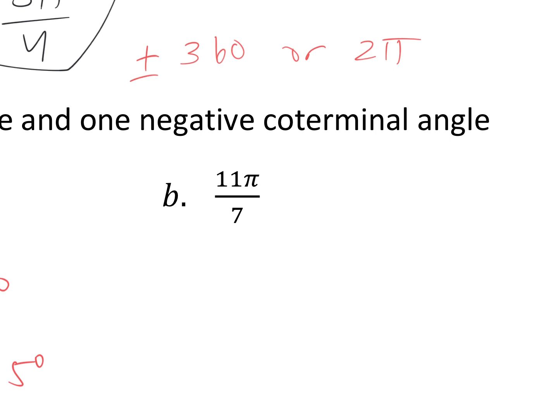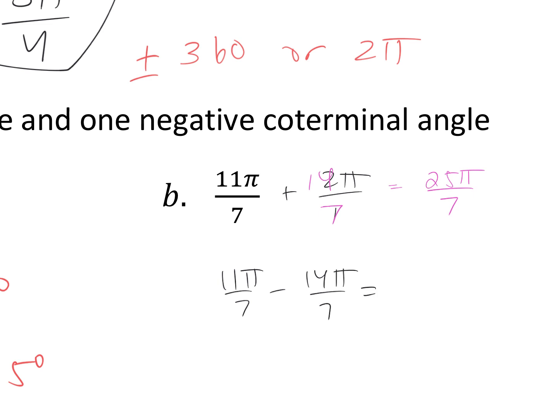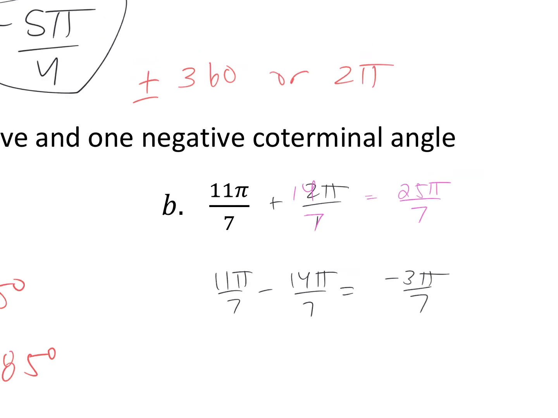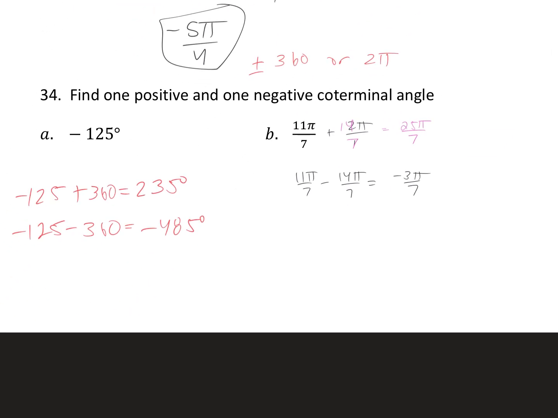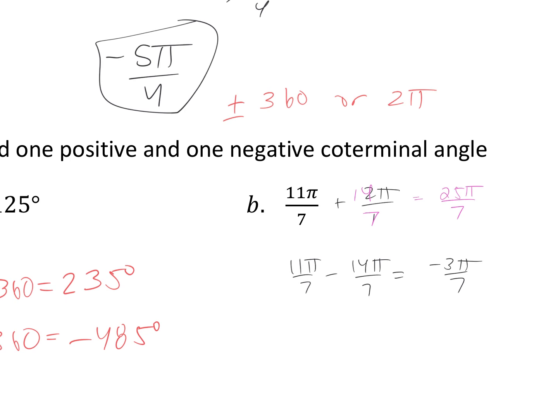11 pi over 7, I'm going to add 2 pi. So when I do that, I get a common denominator. Do you guys agree with me? This becomes 14 over 7. So 11 and 14 is 25 pi over 7. Is that a positive coterminal? Yes. So I'm going to take 11 pi over 7, and I'm going to subtract 14 pi over 7, which gives me negative 3 pi over 7. Is that a negative one? Okay, good to go. If I subtract and my number is still positive, what do I do?